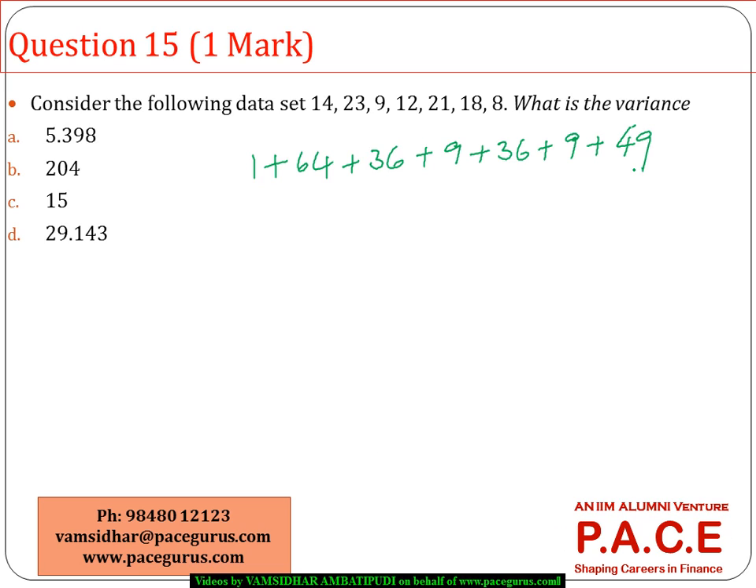Alright, now we are looking at the summation of all these. So this is 100, and we have 110, 155 plus 49, 204. 204 divided by 7, almost close to 30, so 29 point something. So I can very well mark this D, 29.143, as the option choice here. Alright, let's move further to the next question.